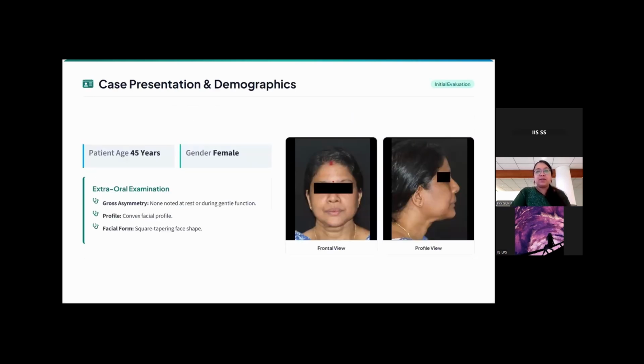So this was my patient. She is a 45-year-old female. She reported to the department after getting the diagnosis of this carcinoma of the alveolus and was required to undergo resection. So she came to our department after the consultation so that we can plan the implant placement along with the resection in the same surgery.